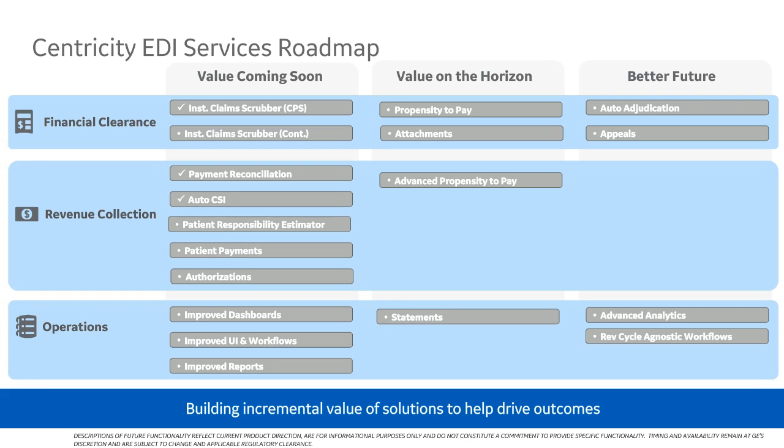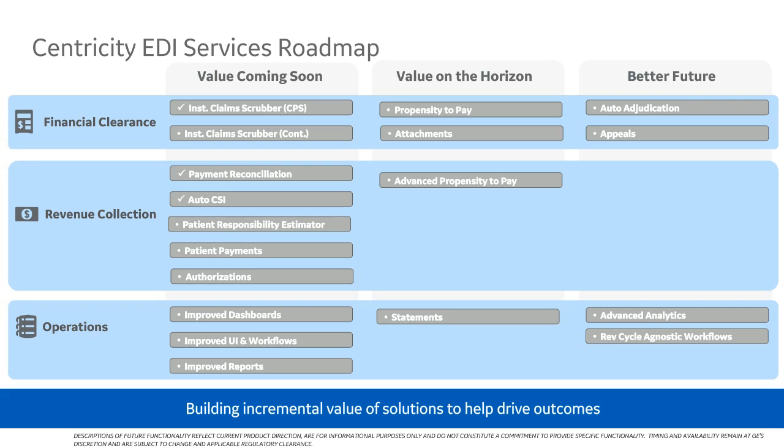With that said, if you look at the three vertical columns, we have value coming soon, which we are actively working on right now as we talk. We have gone live with the institutional claim scrubber for the CPS folks, and we are building the capability and the plugins for the CB and GM folks. Payment reconciliation, I'll talk in detail later during this webinar. This is work in progress, and this will be ready by September 2017.